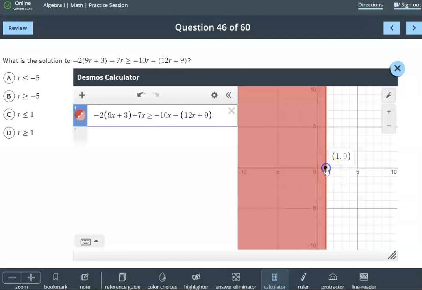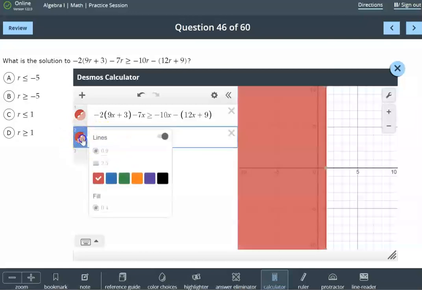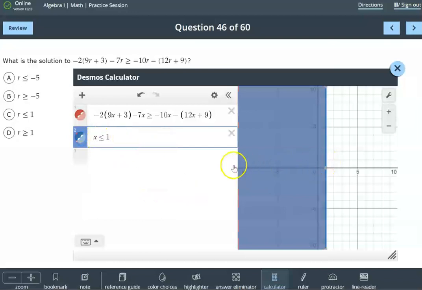So here we have the point 1, 0 on the axis and a vertical line at the 1. And that's telling you that R is less than or equal to 1 is the solution. Now to verify that, you can come down here, don't type R, we're going to type X, less than or equal to -1. That doesn't work. +1, and that does work. I'm going to change the color here and see that that is the exact same solution. So all the values of X to the left of 1 work. None of these do work.